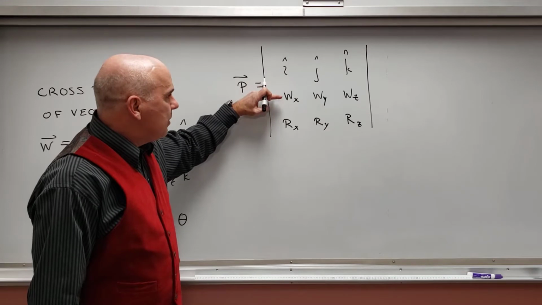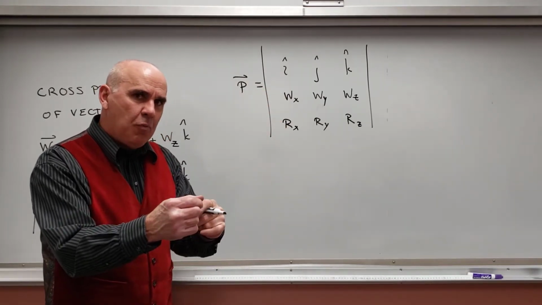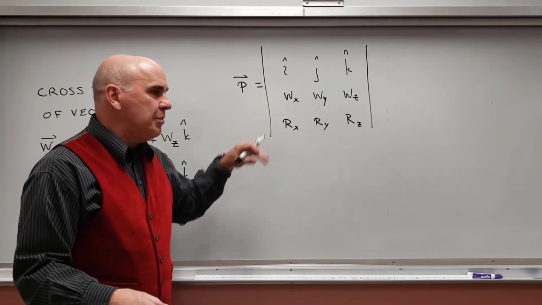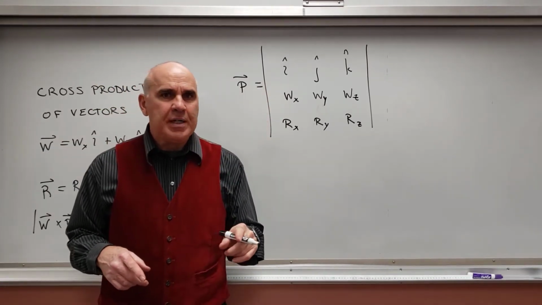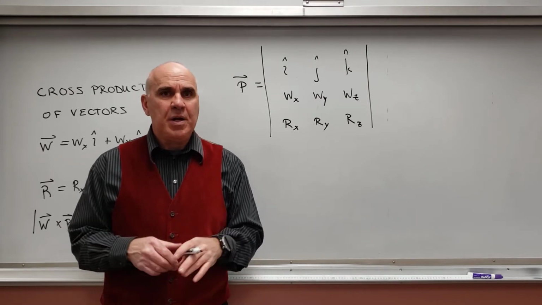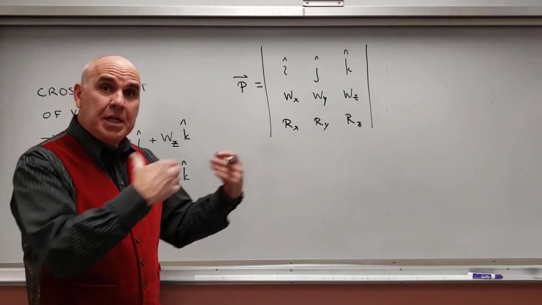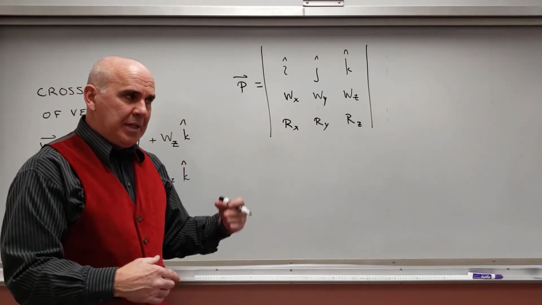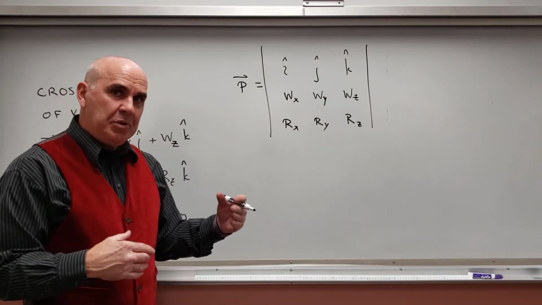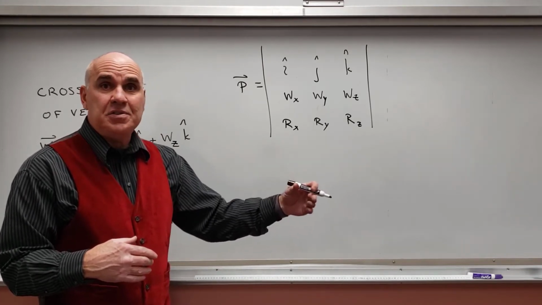I should point out that W cross R is exactly the opposite, negative-wise, as R cross W. So a vector cross product is not commutative. The dot product is, but the cross product is not. And when I'm done, I get another vector, right? So if I'm going to have a string of cross products, I've got to be really careful about which pair I do first. So it's also not associative.